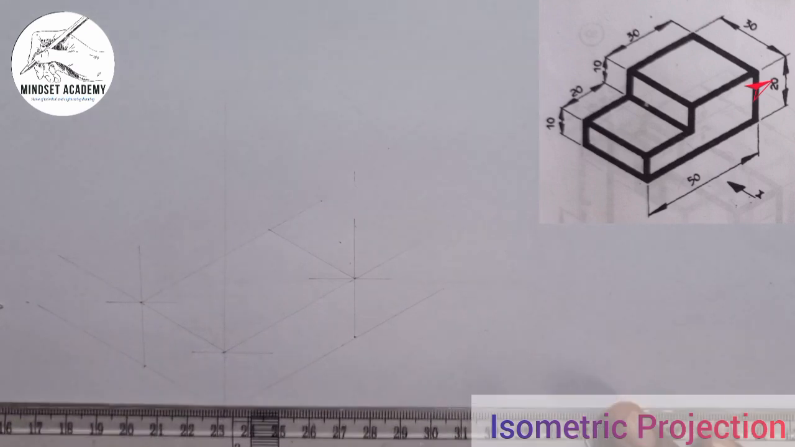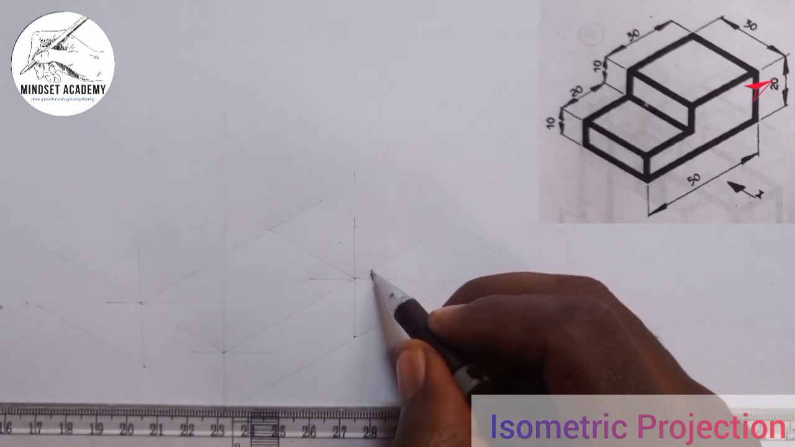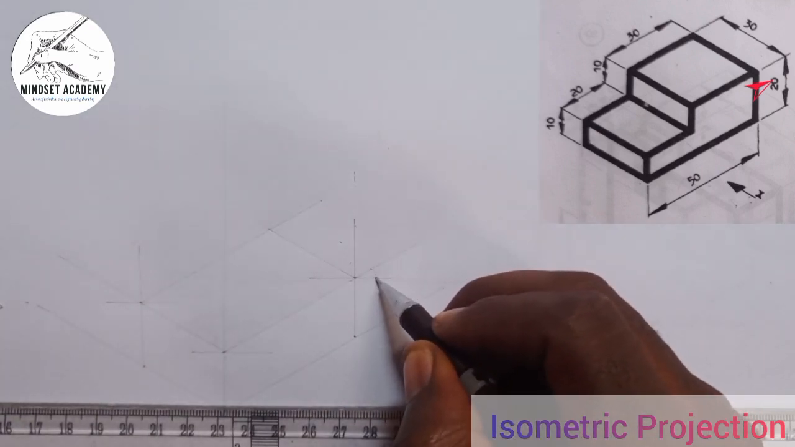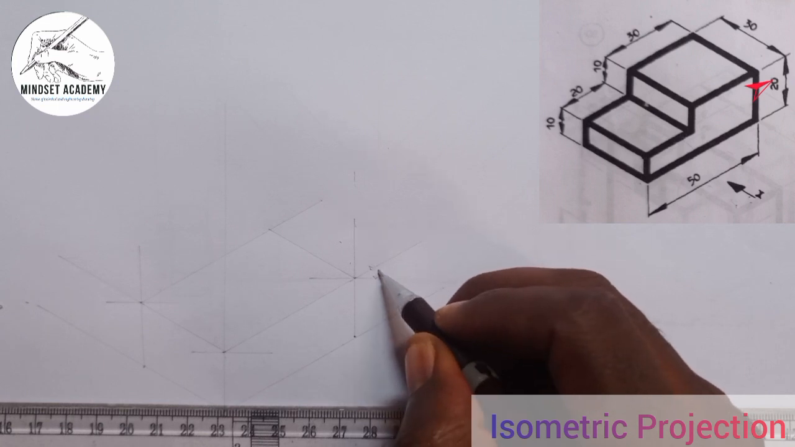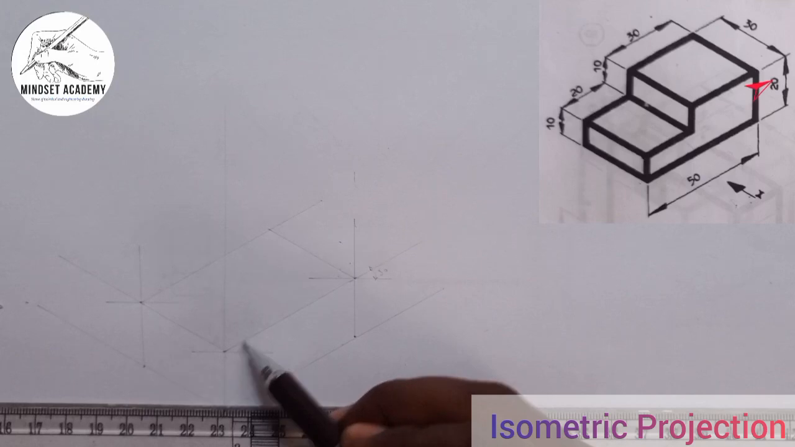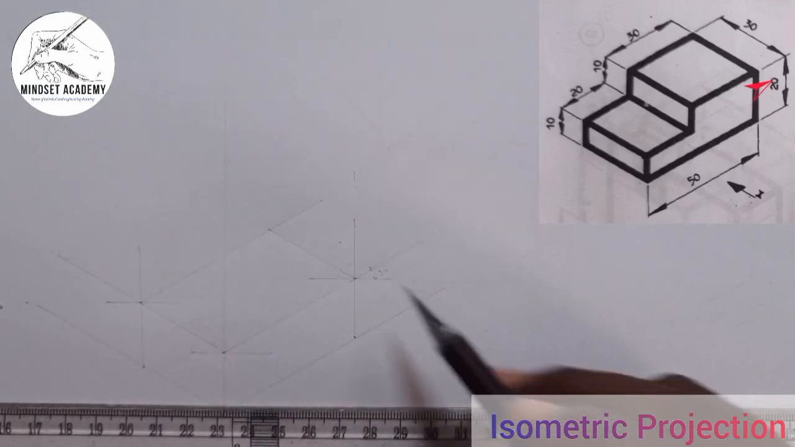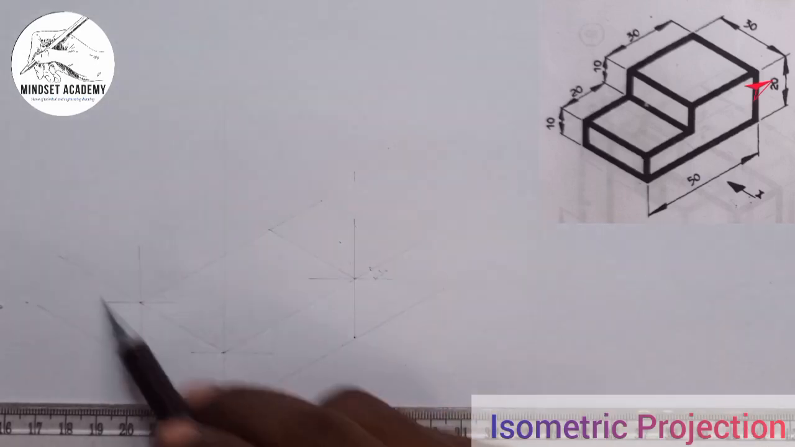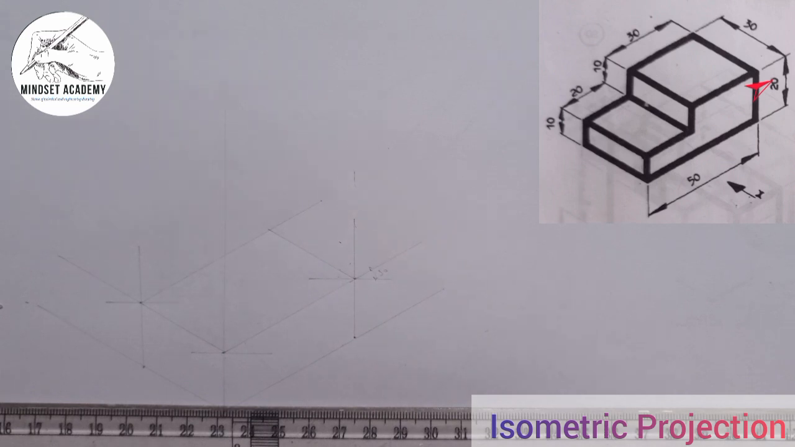Now what do you notice? The angle between here and here is 30. The angle between here and here is 30. Every point here is 30. Now all these lines here, I don't really need them, so I'm going to delete them off. Right? So this is what I'm going to do.